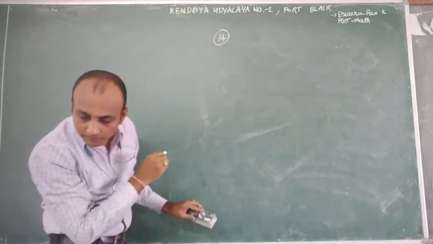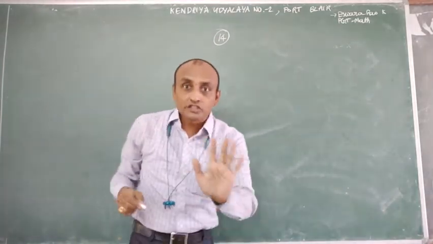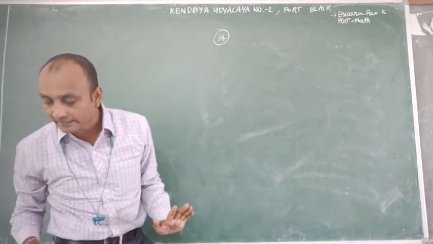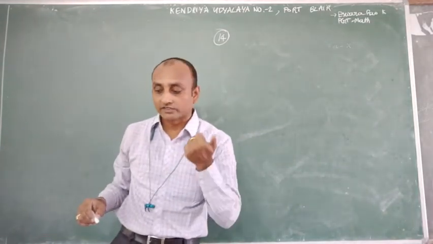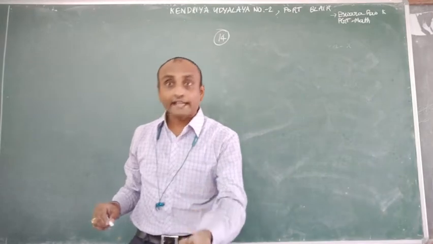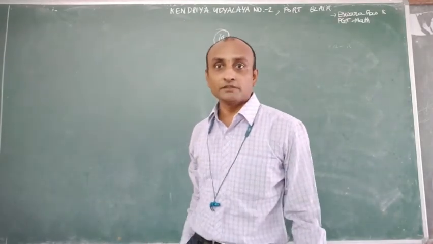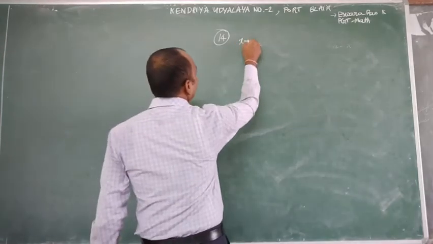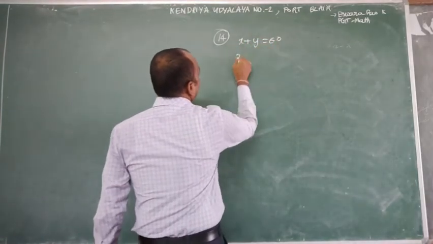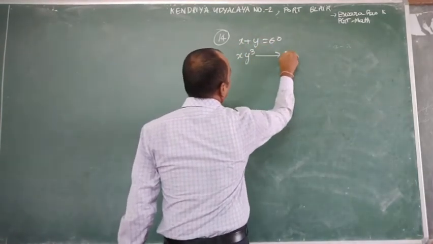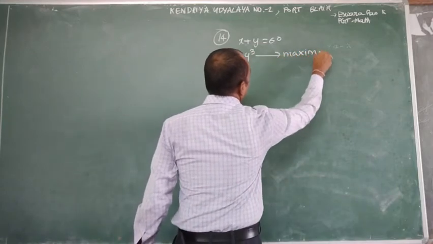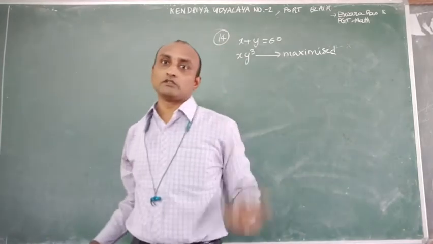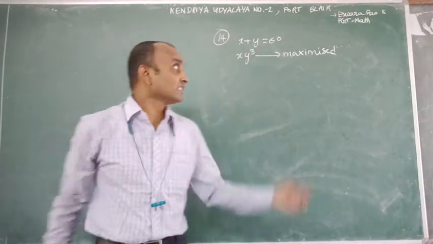In this question number 14, find two positive numbers x and y such that x plus y is equal to 60 and x y cube is maximum. They have given the sum of two numbers is 60. x y cube is to be maximized. That means what is the quantity to be maximized? x y cube is to be maximized. So that means this should be differentiated.